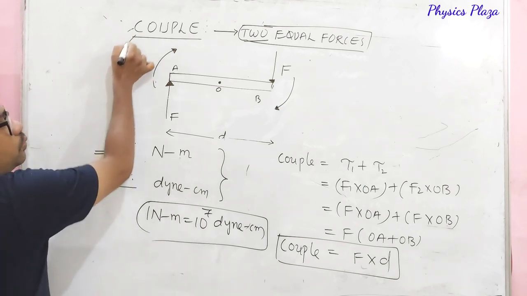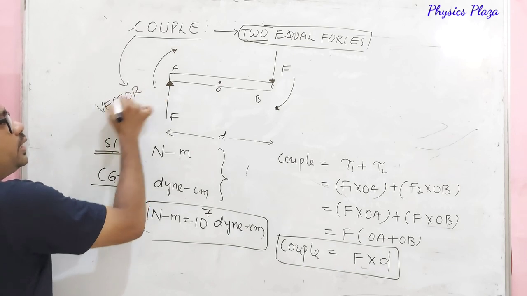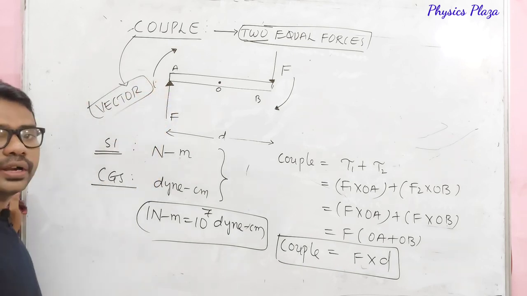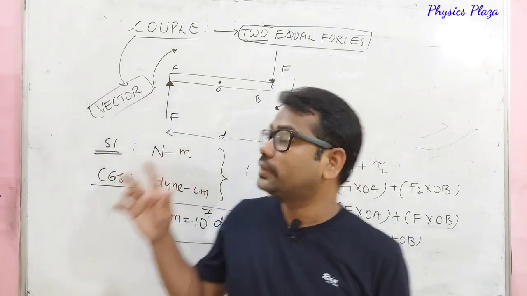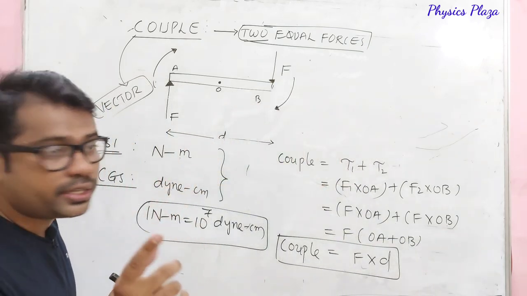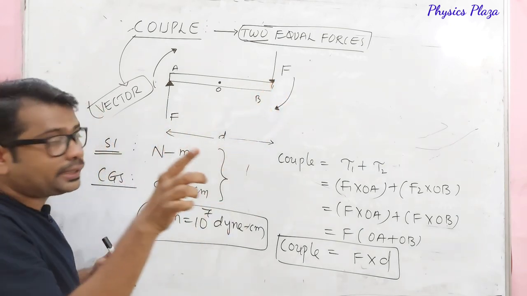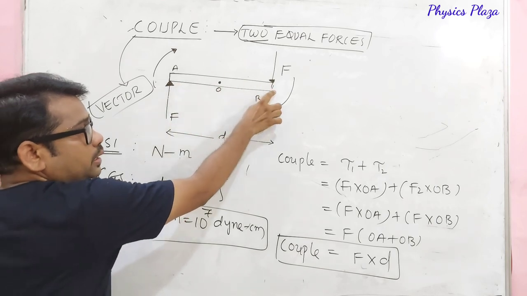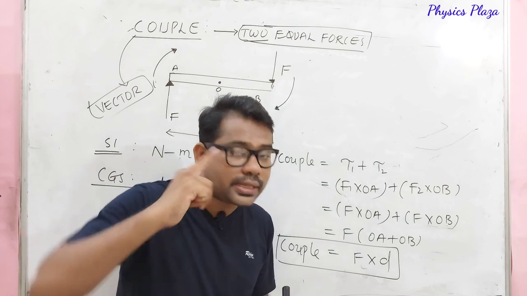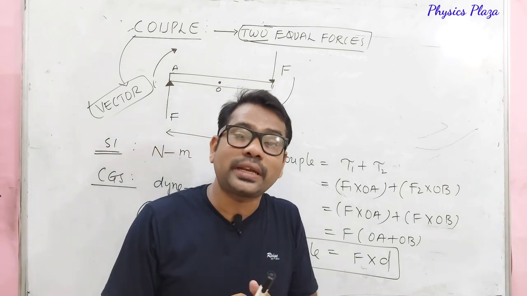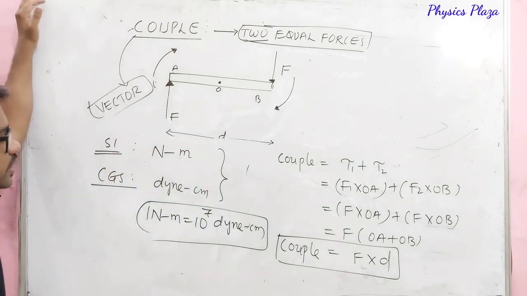And like moment of force, couple is also a vector quantity. We can calculate clockwise or anti-clockwise. Okay, children, so this is what couple is. Very important, children. Two equal and opposite forces which are acting on the same body at two different points, but not along the same line of action of force, produce a couple. And what is the result of a couple? The result of a couple is the rotation of the body. Okay, children, just copy these units.